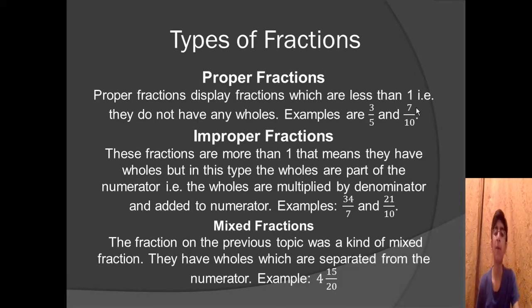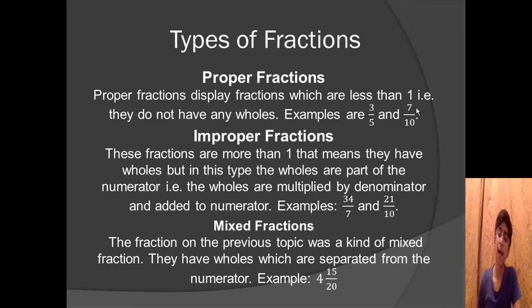Now, improper fractions. Improper fractions are fractions which are more than 1, which means they have wholes. But in this, the wholes are not displayed separately like here. Instead, the wholes are multiplied by the denominator and then added to the numerator to form a numerator which is larger than the denominator. This is called an improper fraction. Examples of these are 34 over 7 and 21 over 10.